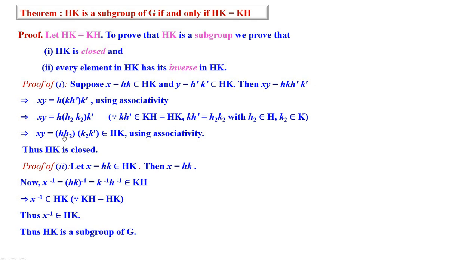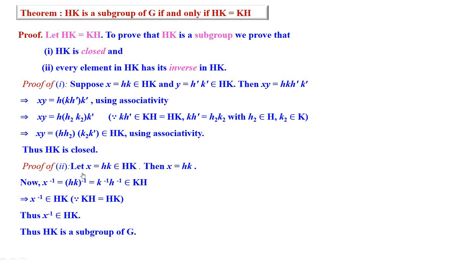Now this is obviously a member of H. H is given to be a subgroup. So for H and H2 in H, the product should be there in H, and K2 K prime are in K, so the product should be there in K. So for X and Y in HK, we have XY, the product, also belonging to HK. So that shows that HK is closed.